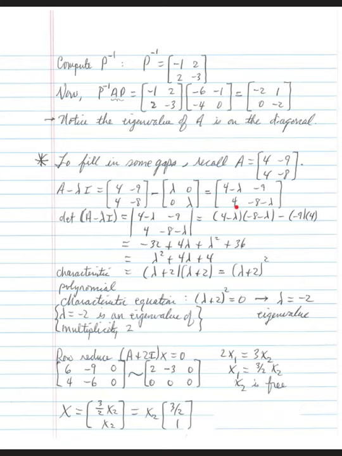FOIL, you get negative 32 minus 4 lambda plus 8 lambda is positive 4 lambda plus lambda squared plus 36, and then when you put your like terms together, you get 4. Write this in descending order. Lambda squared plus 4 lambda plus 4. That factors into lambda plus 2 twice. This is either one, written separately or together with a power of 2. That's your characteristic polynomial. When you set that equal to 0, that's a characteristic equation. And then when you finally solve, that's your eigenvalue. Lambda equals negative 2 is an eigenvalue of multiplicity 2 because it shows up twice.